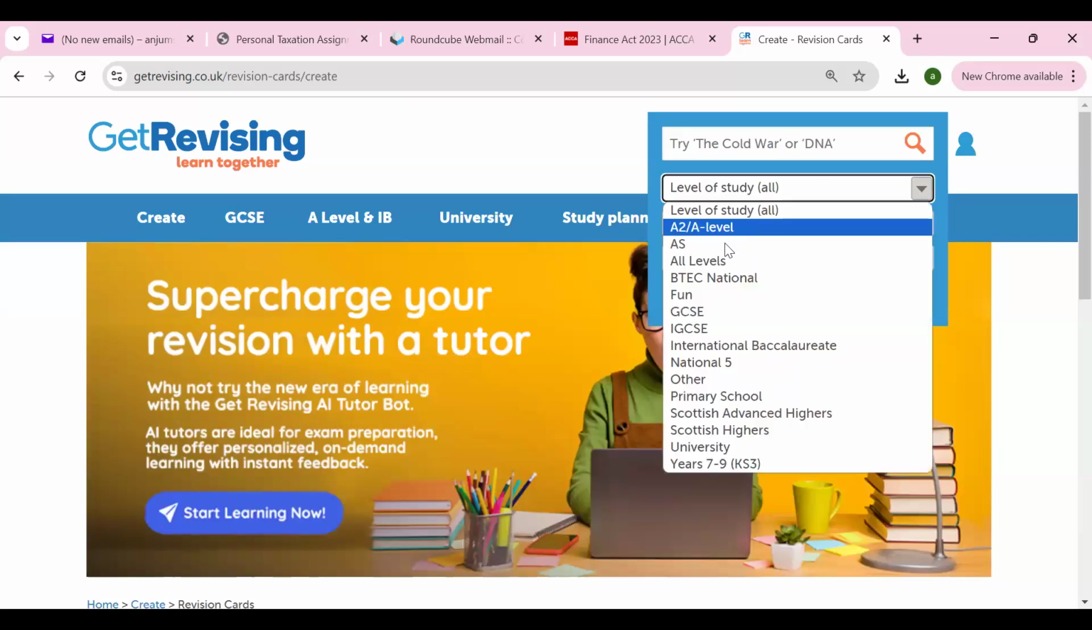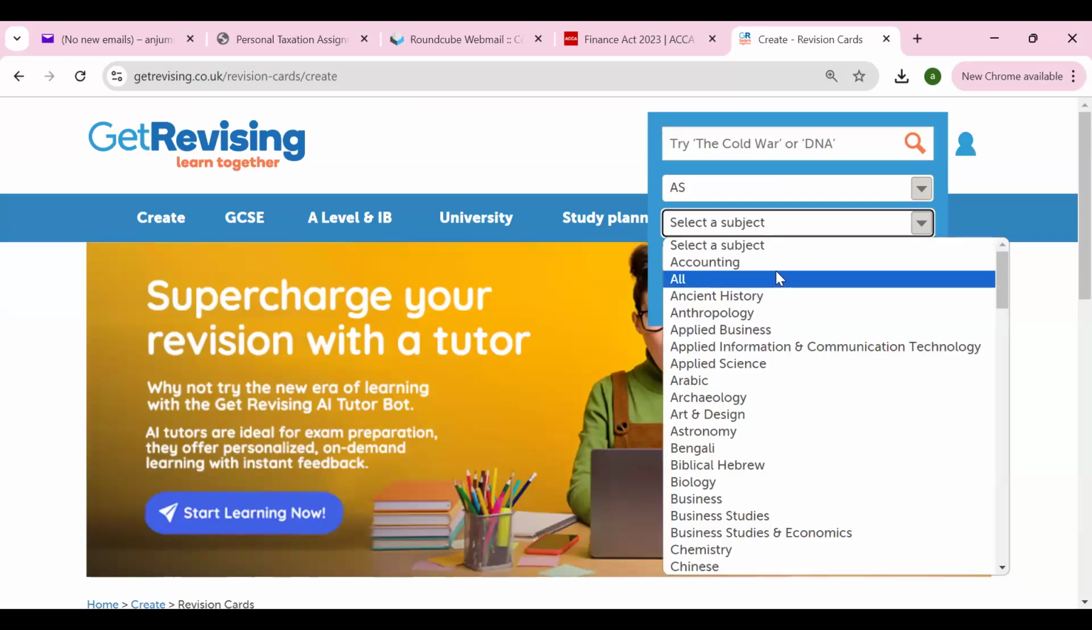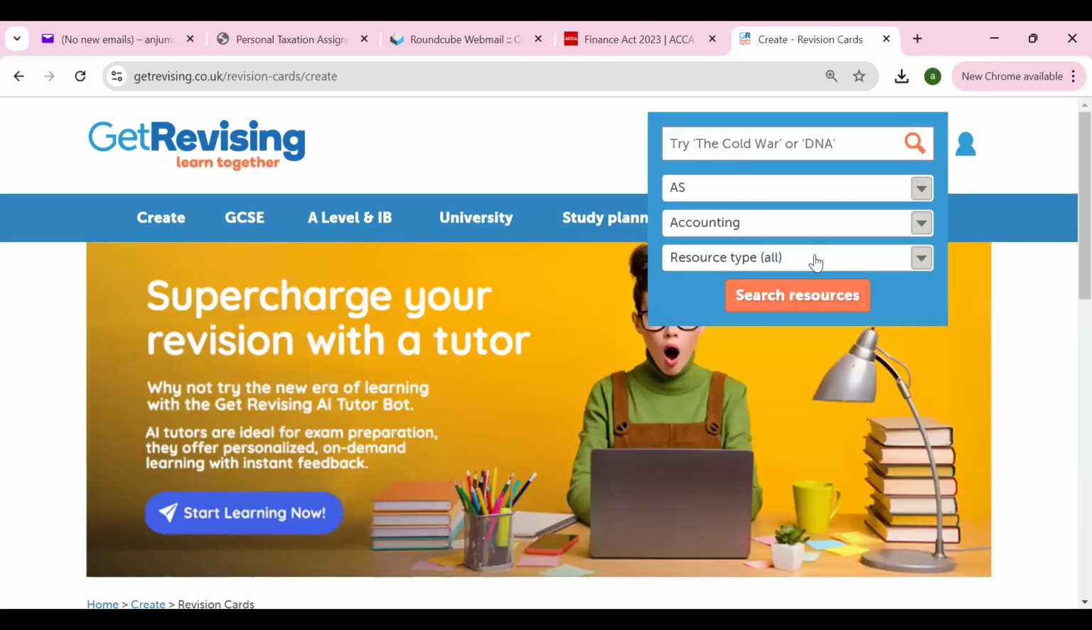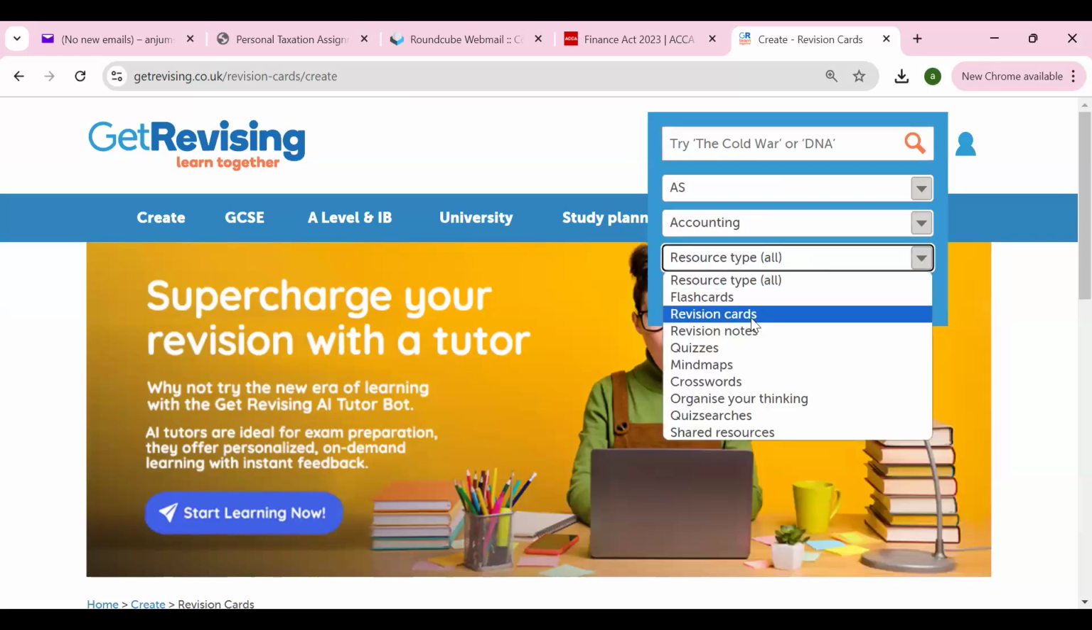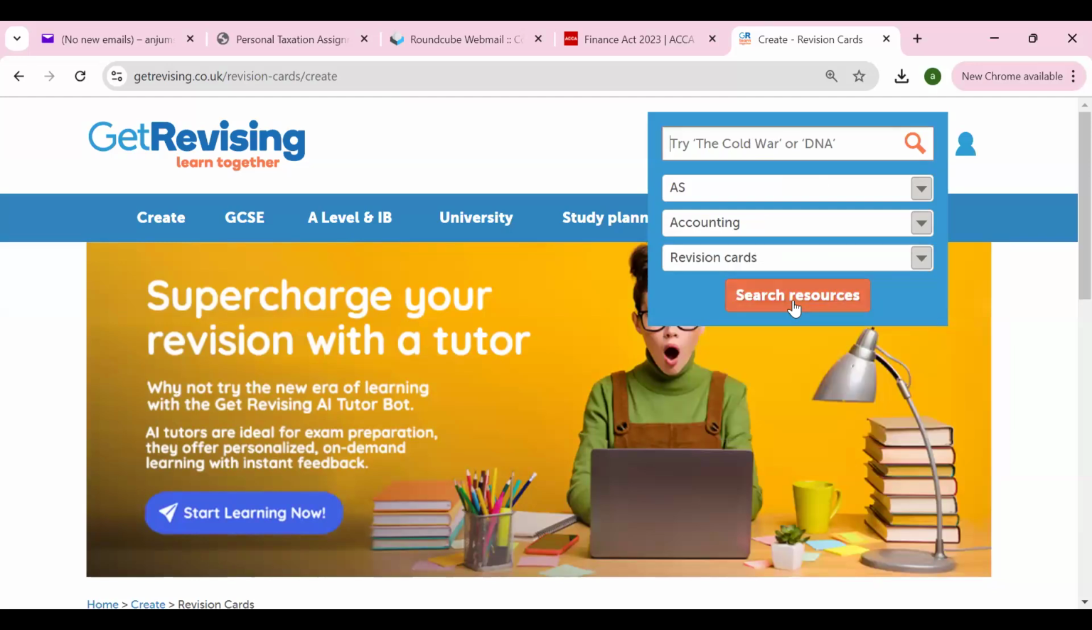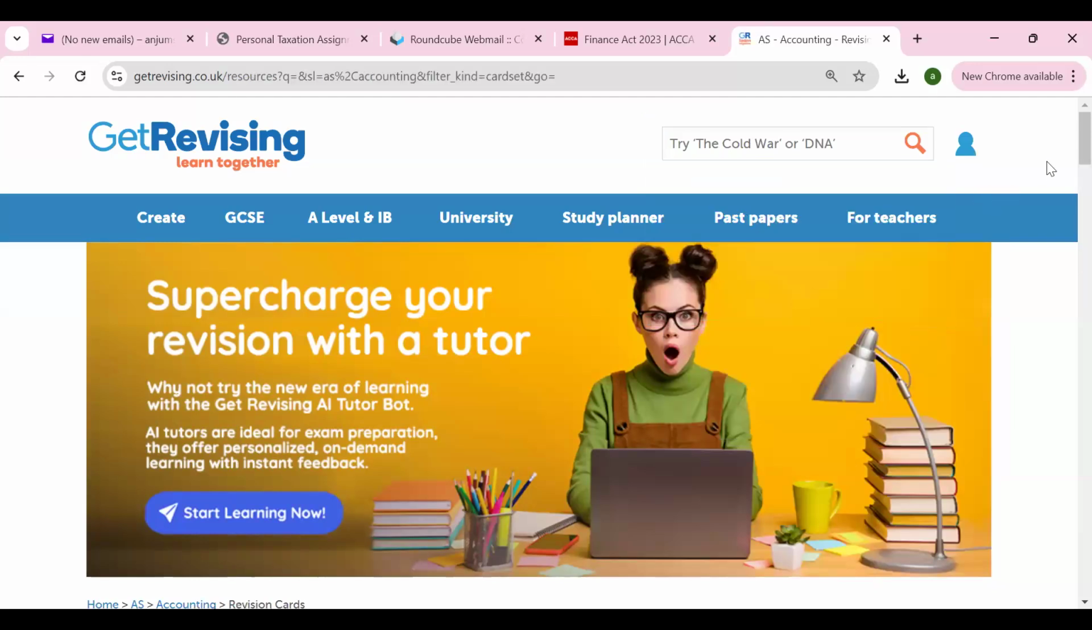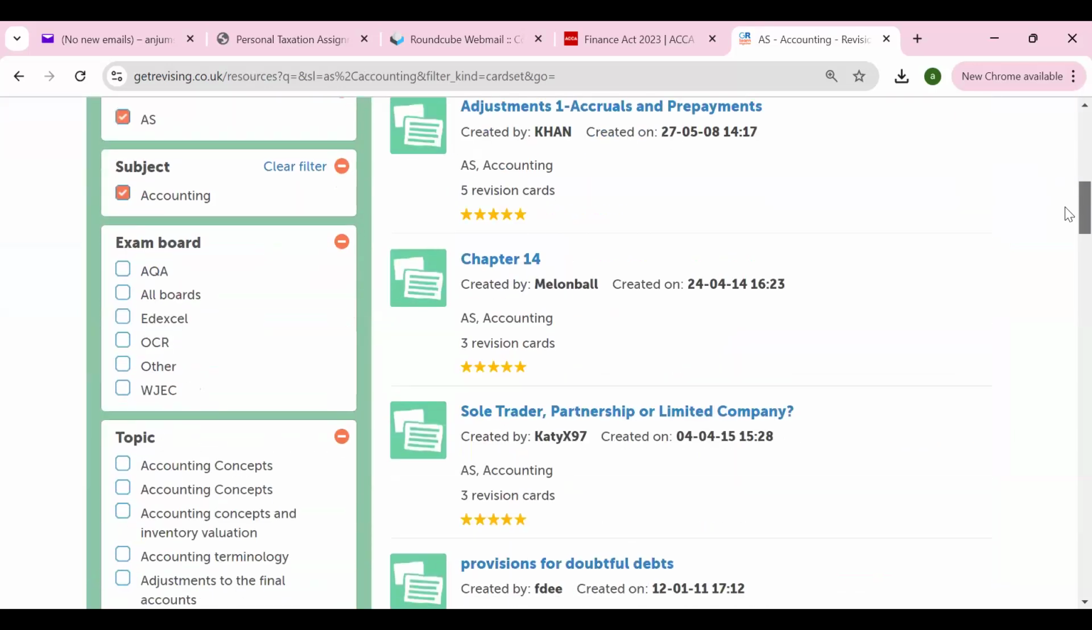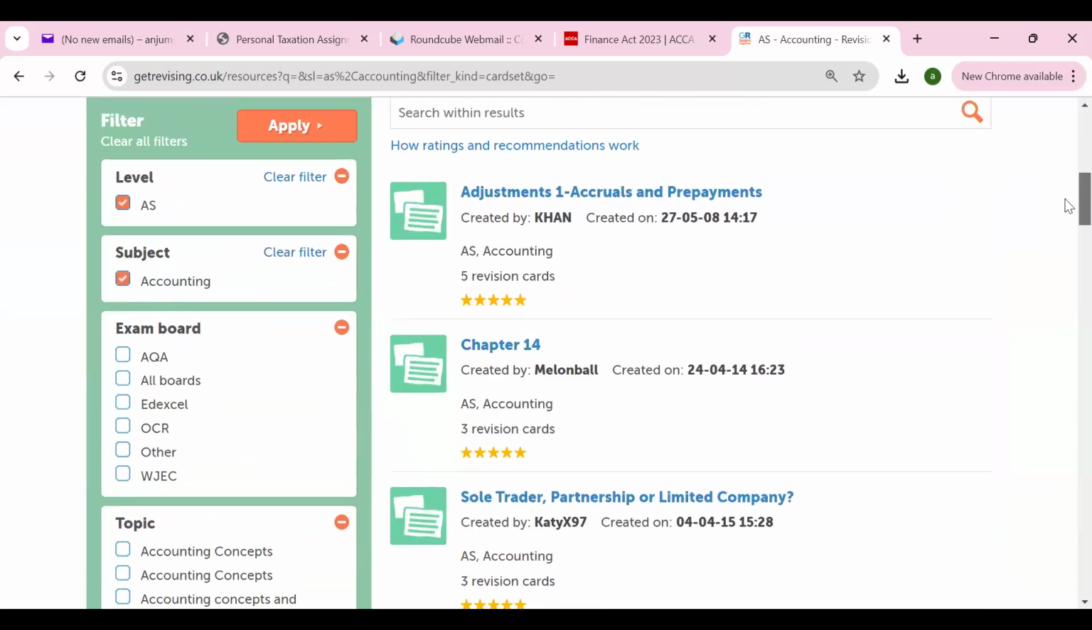I can pick any subject just for the ideas. You can create your own. Accounting, I want revision cards. Can you see here? Yep. Otherwise, I need to create. You can create your own. Otherwise, you can just do it yourself in a Word file, question and answer.